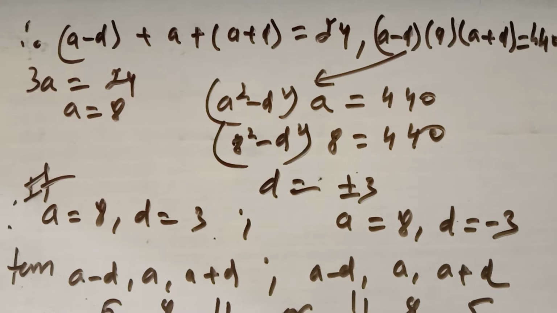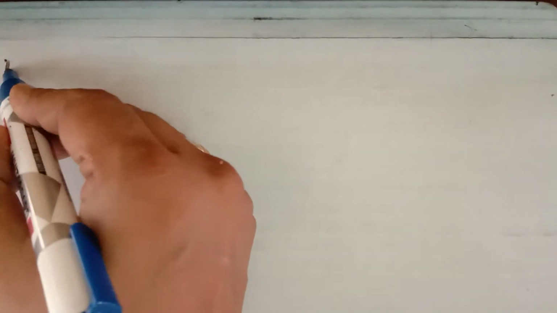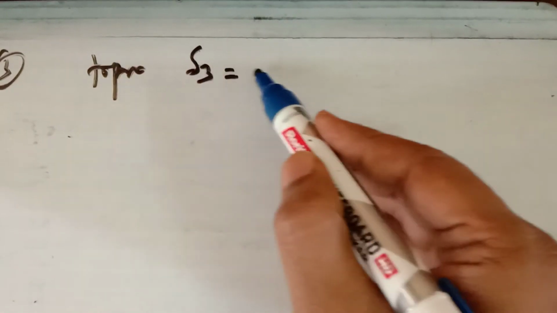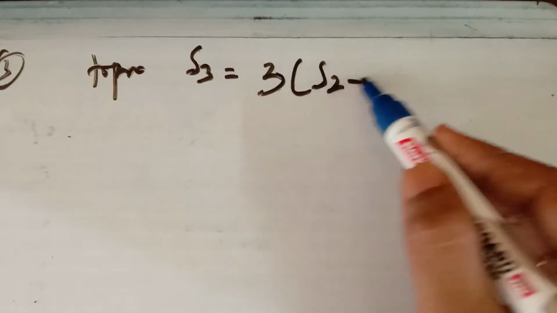Now in question number 3, it is given that S1 is the sum of n terms, S2 is the sum of 2n terms, read in your book, and S3 is the sum of 3n terms, and you have to prove that S3 is equal to 3 times S2 minus S1. So what you have to prove in question number 3 is that S3, which is the sum of 3n terms, is equal to 3 times S2 minus S1.